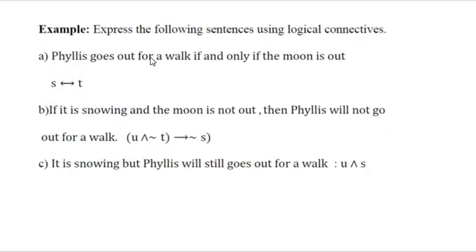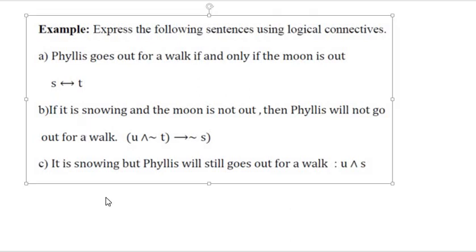Another example: Phyllis goes out for a walk if and only if the moon is out. We need to convert this into a compound proposition. So here we have if and only if, and the compound proposition is S if and only if T.